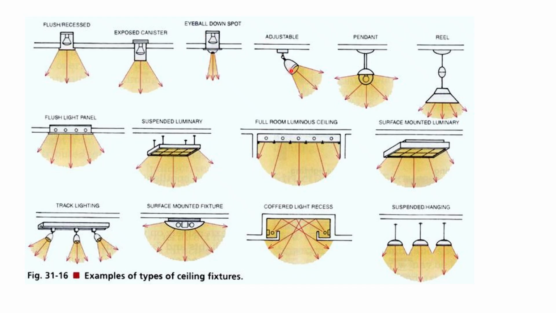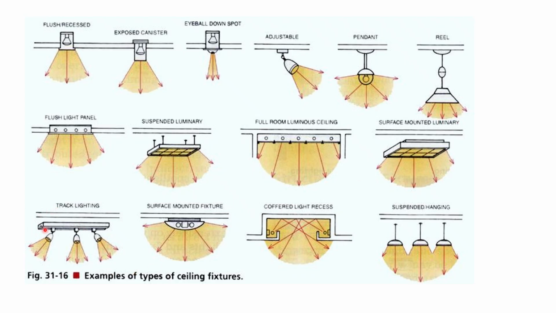adjustable angle downlighter, pendant type downlighter, reel type downlighter, flush light panel, suspended luminaire, this one suspended with the help of four maybe conduit pipes or suspenders, full room luminous ceiling adopts a shape like this and surface mounted luminaire is shown here.